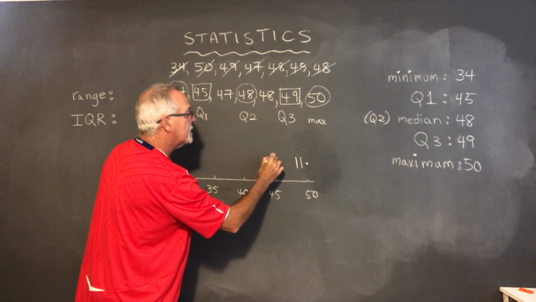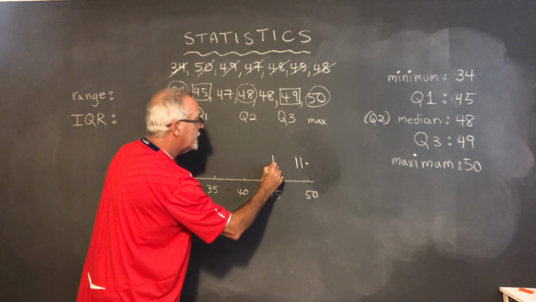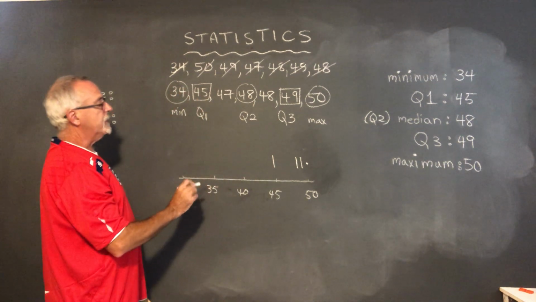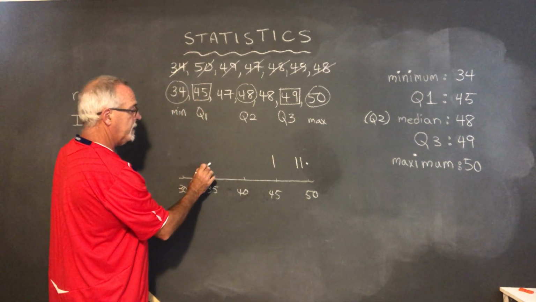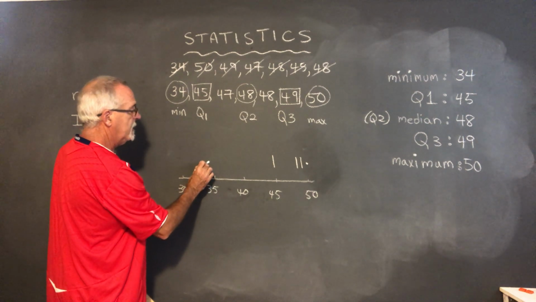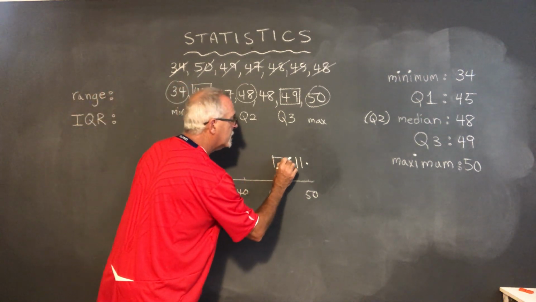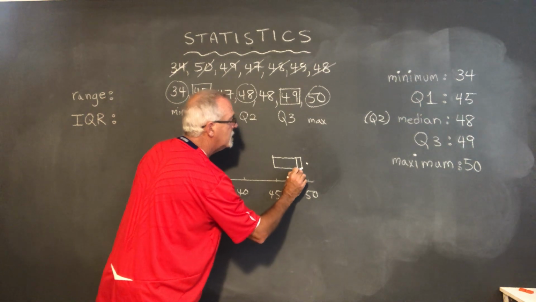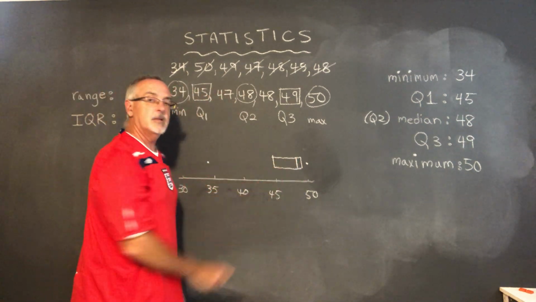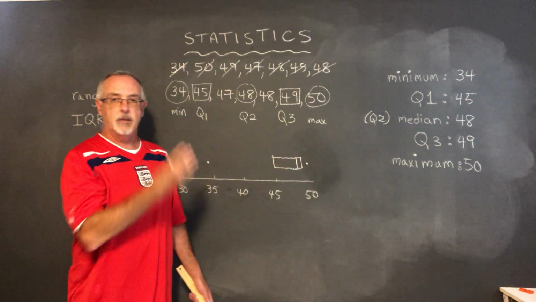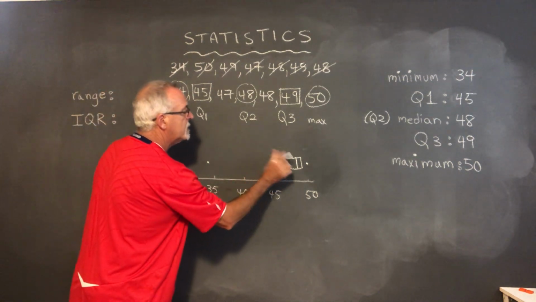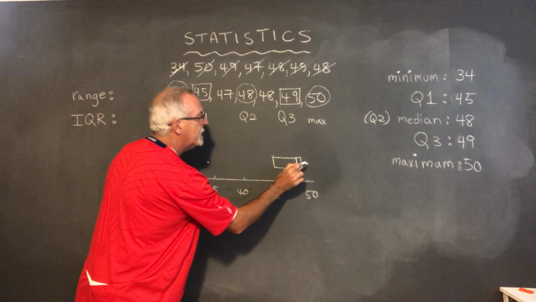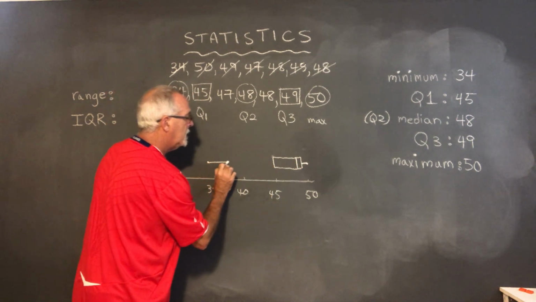Boy, this thing is definitely stretched out in a weird way. I didn't do that perfectly, but I won't bother erasing. And then the lowest value is 34, which is way over here. I'm going to put another little dot for that. And now I can complete my box. My box or boxes. You can see this as 2 little boxes that are next to each other, or one big box that happens to have a line through the middle. You can call it either way. And then we need our whiskers. We need our lines that connect that to the min and the max.